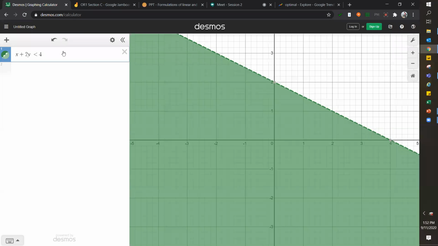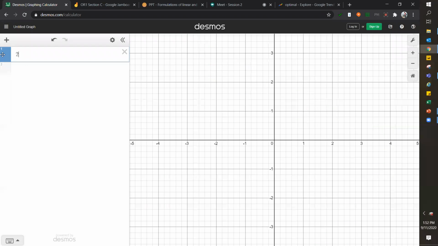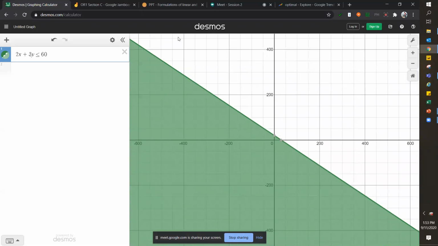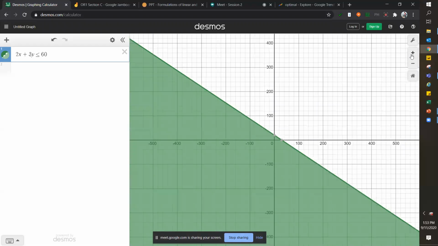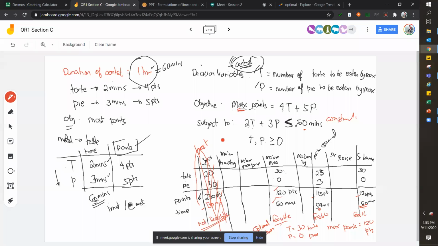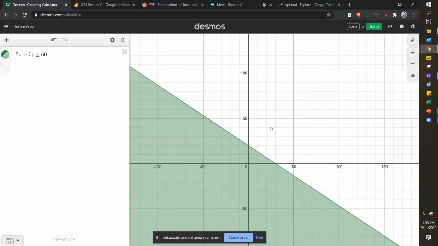Ngayon, mas maganda rin kung i-visualize natin 'to. So, asan ba yung constraint? 2t plus 3p is less than or equal to 60. Then, i-zoom out ko lang. Asan nga yung point ko kanina? Sabi ko kanina, 20 and 30. Kung mapapansin nyo, nasan si 20 and 30? Ito siya. Kita yung aking point na yan?